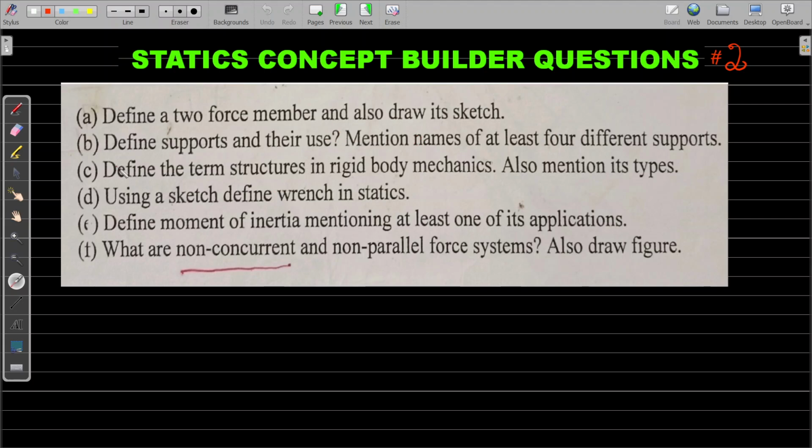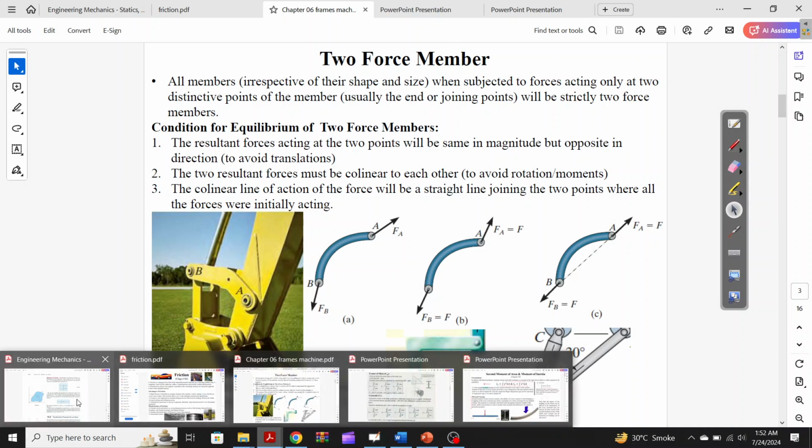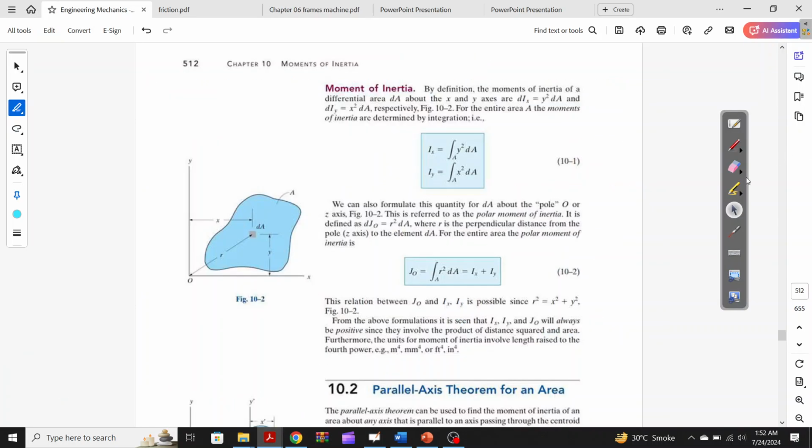Second is: define supports and their use. Mention the name of at least four different supports. So we have to tell what a support really is, and their use.